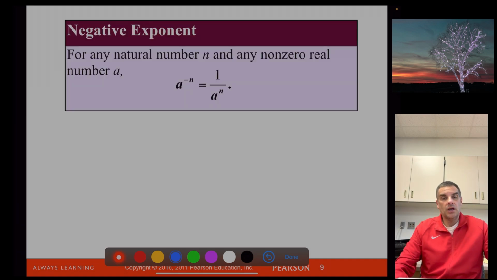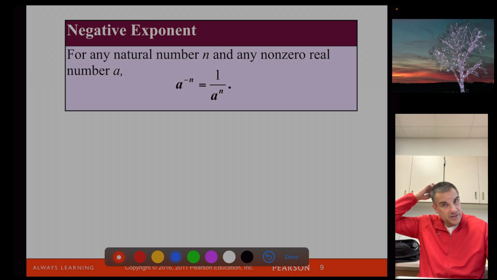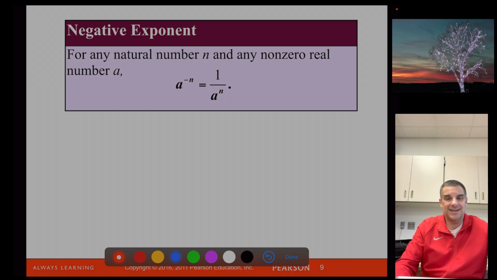Okay? Negative exponents. Our negative exponent rule says that if you have a negative exponent, so a to the negative 1, that's the same as 1 over a to the positive of whatever was there.